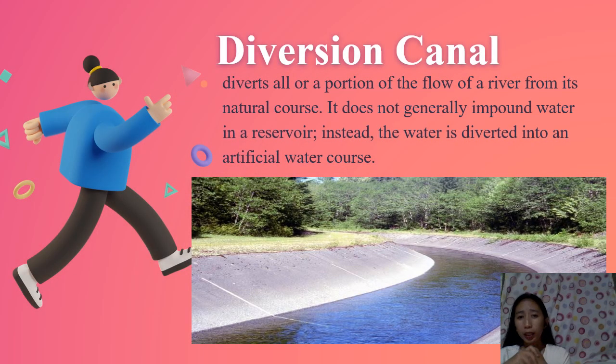So, the second one is the diversion canal. It diverts all or a portion of the flow of a river from its natural course. It does not generally impound water in a reservoir. Instead, the water is diverted into an artificial water course.